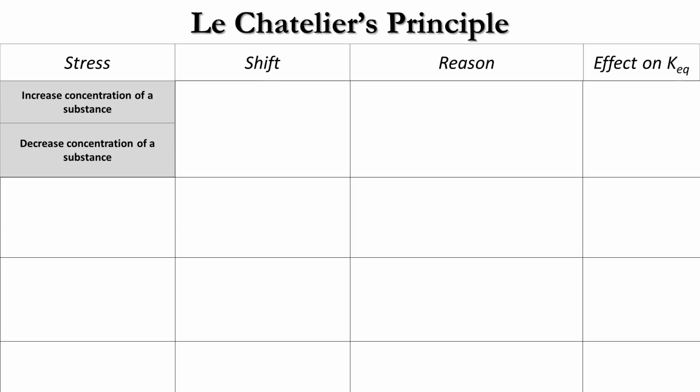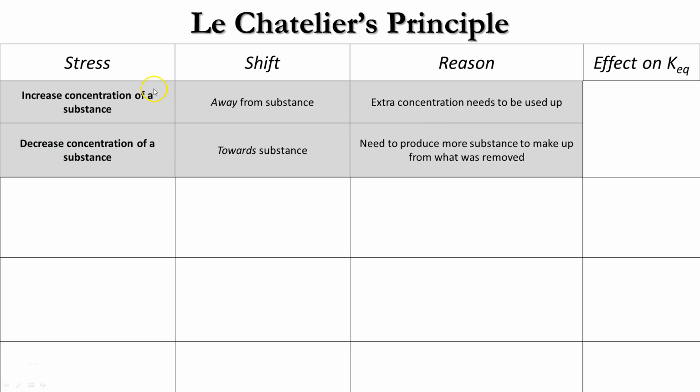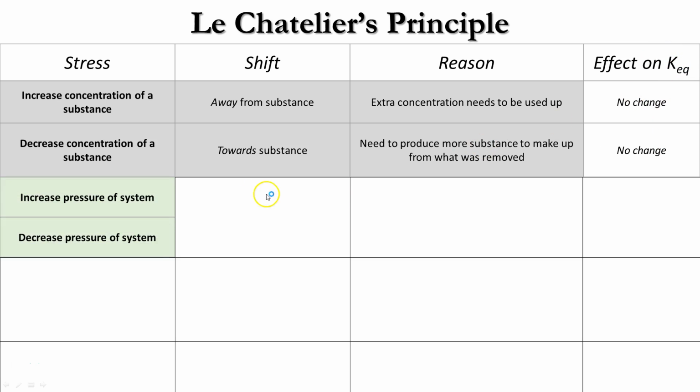So let's summarize this. I take a look at my stresses, either increasing or decreasing concentration, and that's going to shift it. If I increase, it's going to go away from whatever I added. If I decrease, it's going to go toward that to make up for it. When I'm increasing, I need to use up that extra concentration, or I need to produce more to make up for what was removed. However, neither of those will have a change on my equilibrium constant, KEQ.